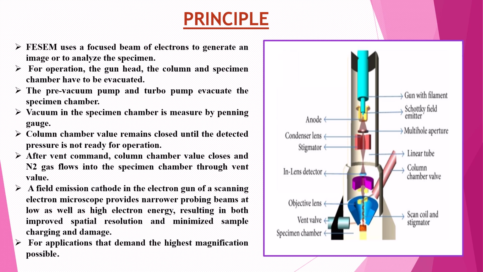After the vent command, the column chamber valve closes and N2 gas flows into the specimen chamber through the vent valve, and a field emission cathode in the electron gun of a scanning electron microscope provides a narrow probing beam at low as well as high electron energies.